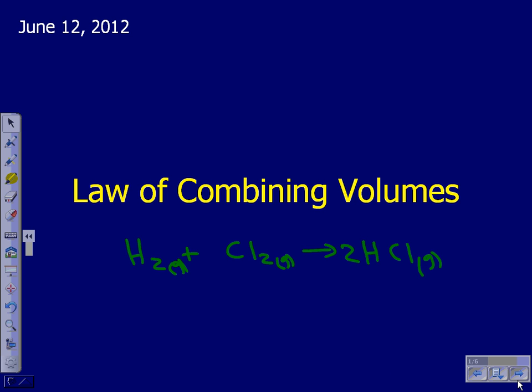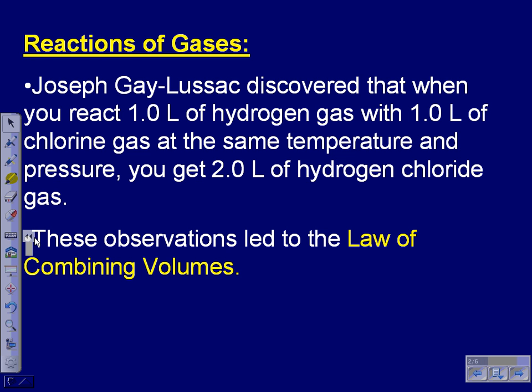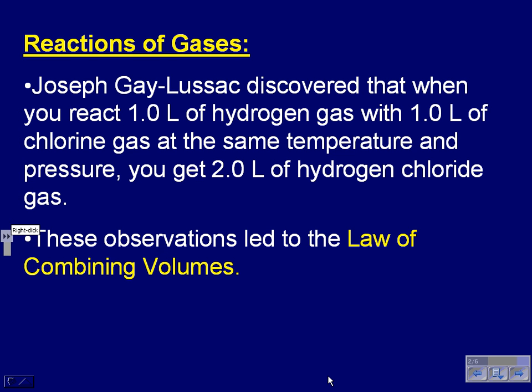Don't write this next slide down. It just contains some information. But we'll work on a problem here in a moment to illustrate it. This is a reaction that Joseph Gay-Lussac, he's the one that did the pressure-temperature relationship. Anyway, he discovered that when you took 1 liter of the chlorine gas and you reacted it with 1 liter of hydrogen, you ended up with 2 liters of hydrogen chloride every time.